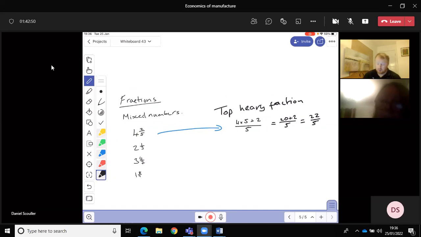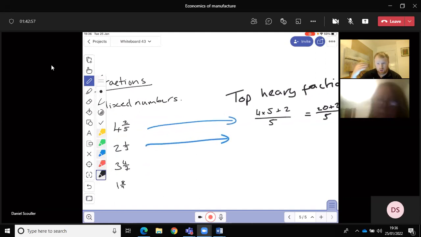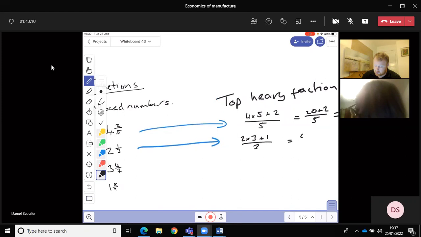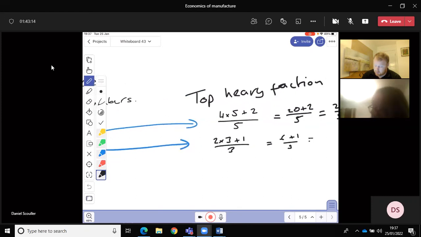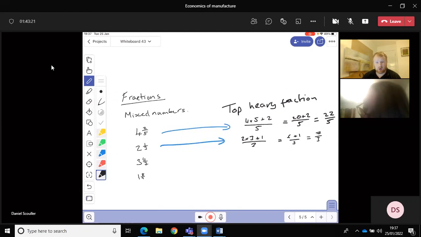Now, if we've got 2 1/3, we can do the exact same. 2 1/3 means we've got 2 whole thirds, so we've got 2 times 3 plus that 1 extra third, divided by 3. So we've got 6 plus 1 over 3, 7 over 3. Again, top heavy fraction because the higher number's on the top.